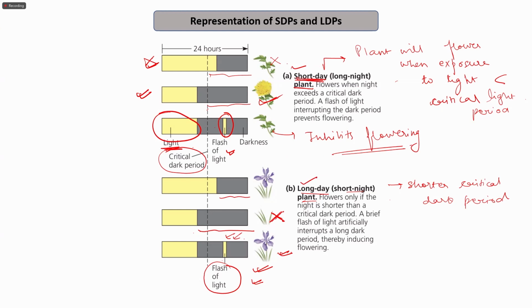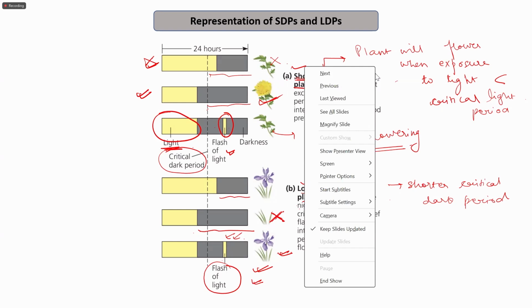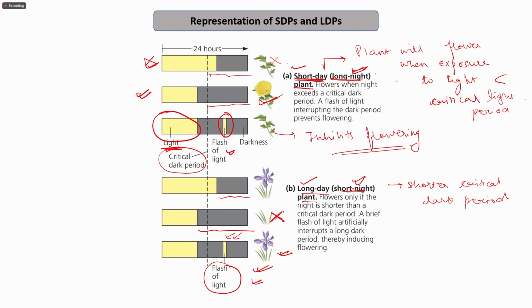And I would suggest you to remember the alternative name for this, that the short day plant is the long night plant and the long day plant is the short night plant. And it is this night period which is very important for the flowering. So long night plant means that the period of darkness should at least be more than the critical dark period for the flowering. In the same way, for the long day plants, which are the short night plants, there is a shorter critical dark period which is required.